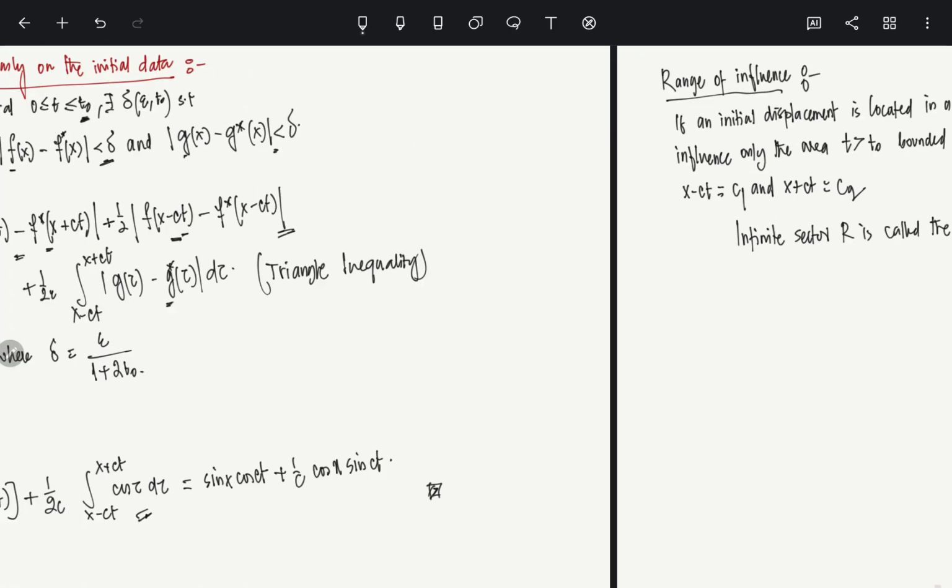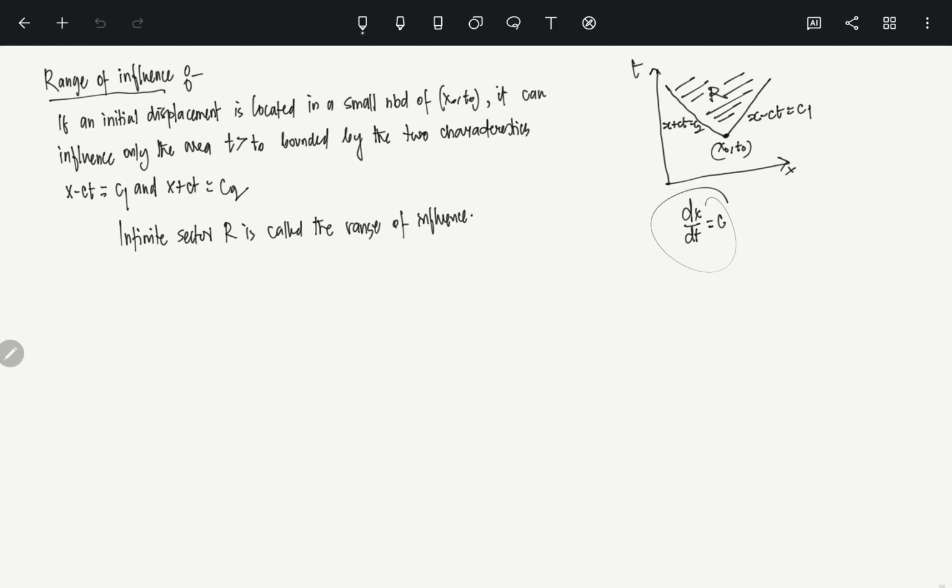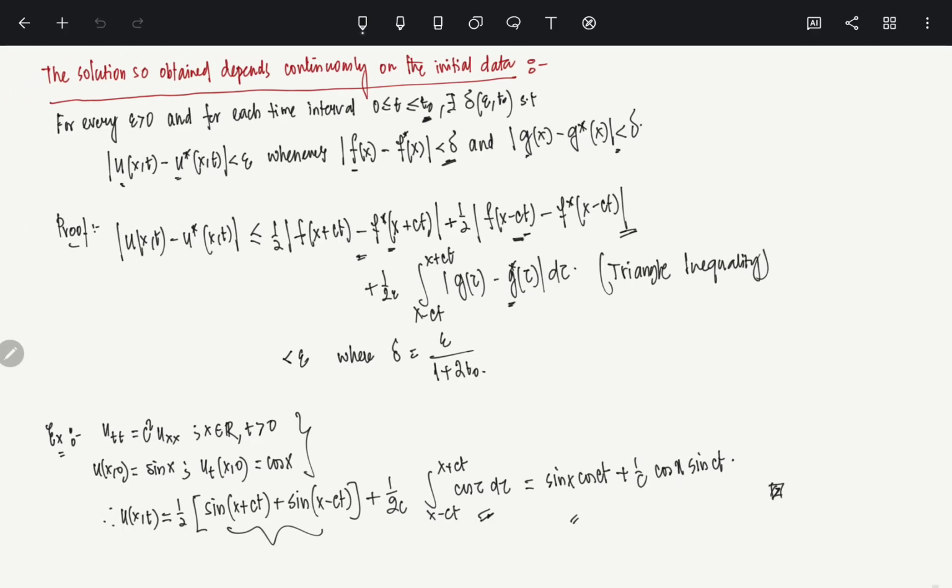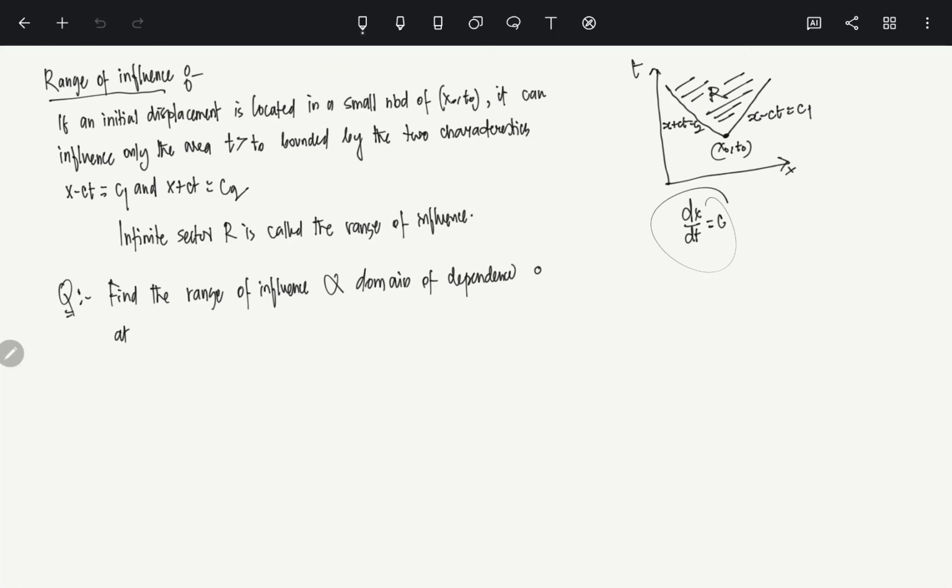So for a given problem like this, the question is: find the range of influence and the domain of dependence for this problem, let's say problem A, at 1, 1. Basically x naught, t naught is 1, 1, and try to find the range of influence and the domain of dependence.